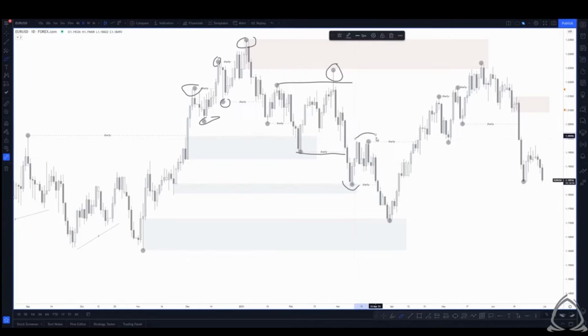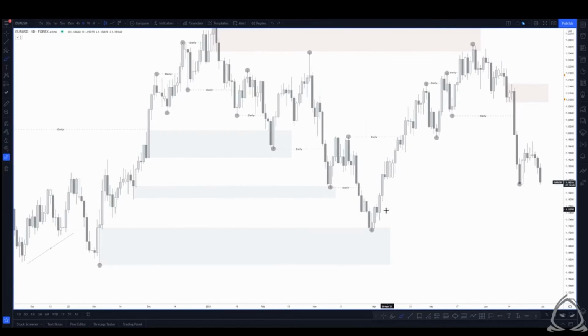We then pull back, create that correction, and then break to the downside, creating another lower low, which would create our lower high right here. And then what we can see is price moves to the upside, breaking the previous lower high. We retrace, we create a higher low. The higher low is confirmed once we break the previous high, creating a new higher high. We pull back, creating a higher low.